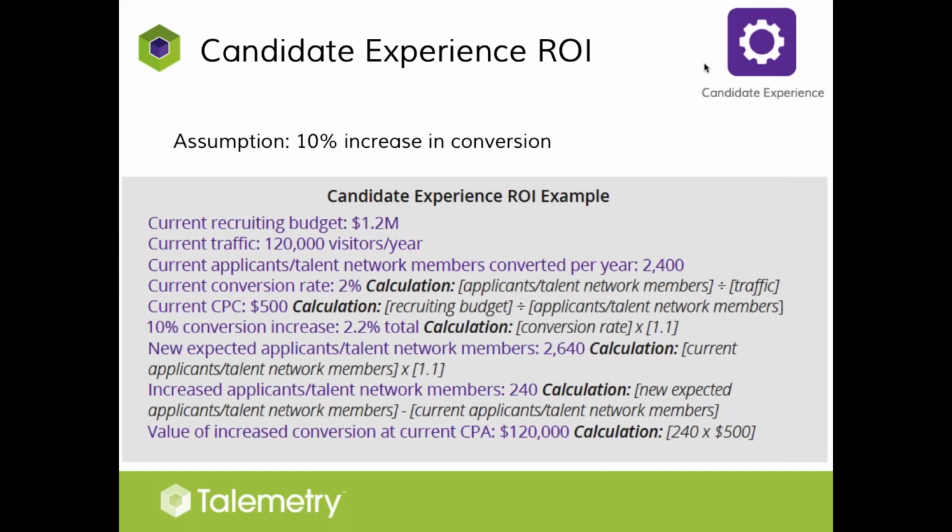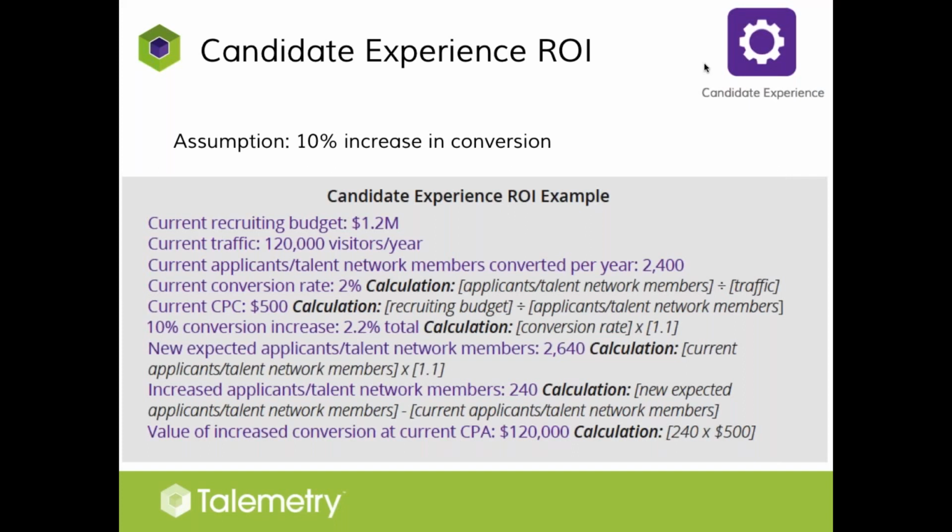Now, you calculate your current cost per candidate is about $500. It's a little less than $500, but I rounded it up. And again, you do that by dividing your overall recruiting budget by your number of applicants, right? So let's call it $500.